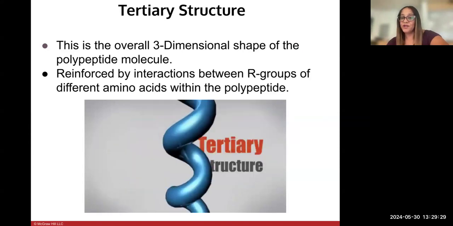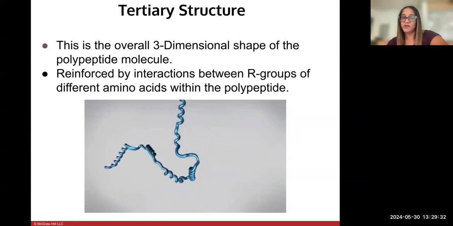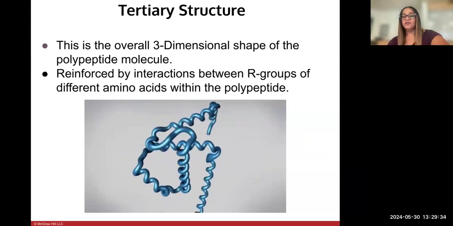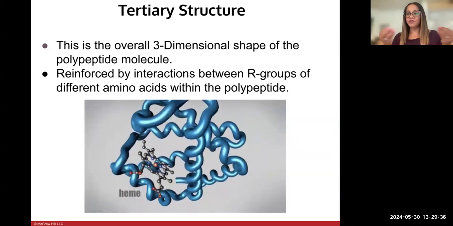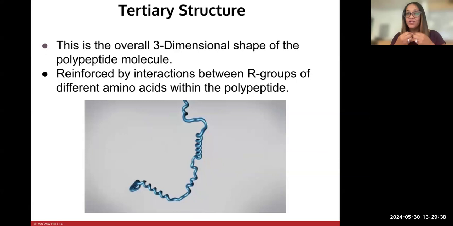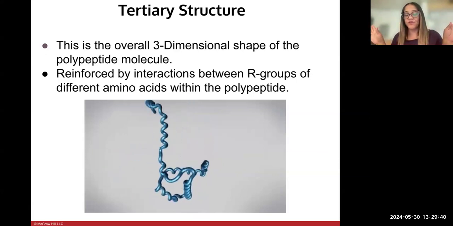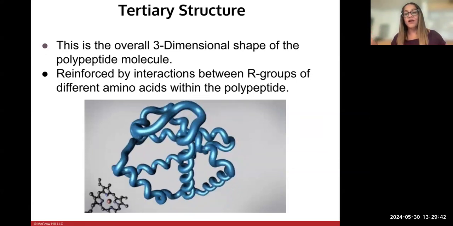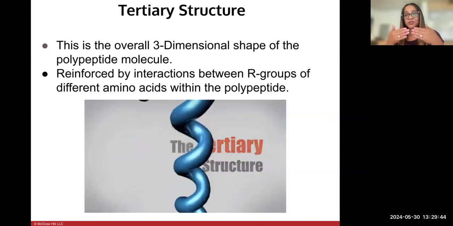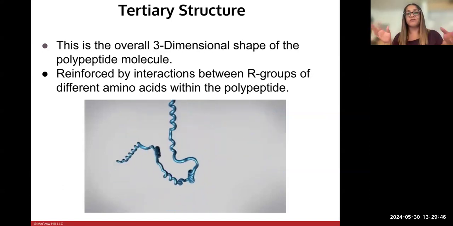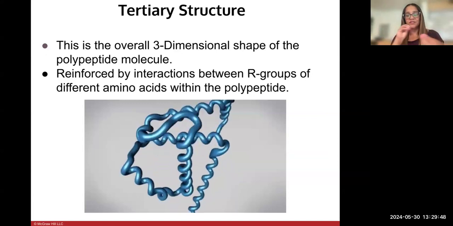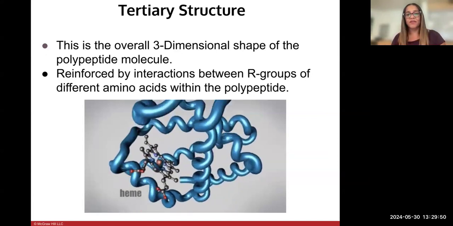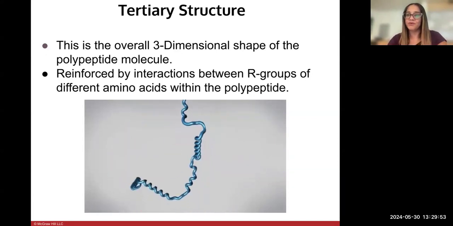It is reinforced by interactions between the R groups of different amino acids within the polypeptide. So hydrophobic parts are going to be folded towards the inside because they don't like water. Hydrophilic parts are going to be facing the outside because they do like water. Acids and bases are actually attracted to each other, so they're going to face each other. Those are all different characteristics that can potentially change the way a protein folds.